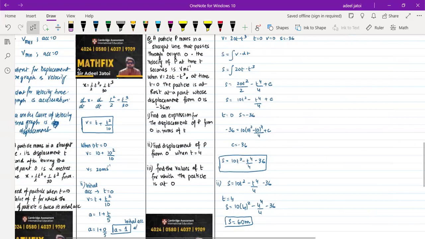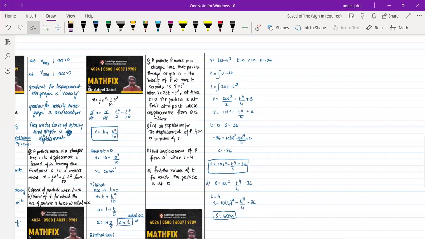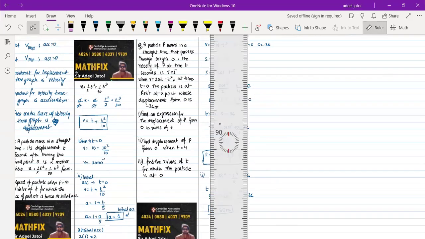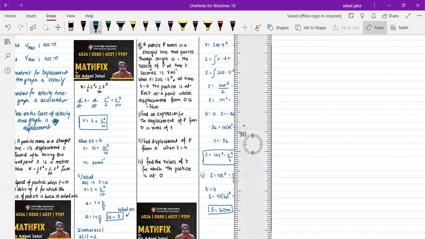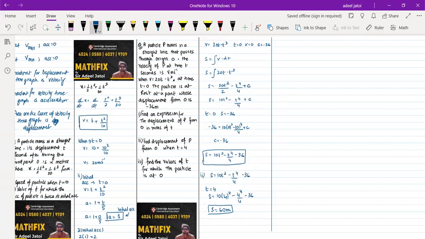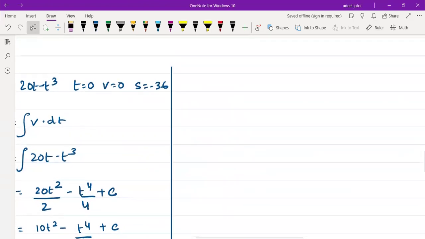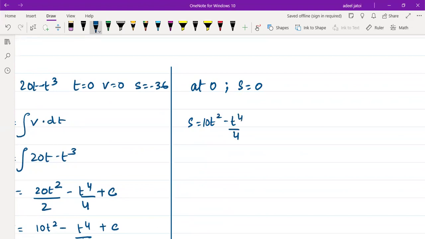The final part says find the value of t for which the particle is at O. Now, at O, your displacement should be 0, right? That is your origin. Since that is your starting point, displacement will be 0. So considering this, at O, your displacement is 0. The equation that we had was S is equal to 10t square minus t to the power 4 upon 4 minus 36. So we can directly write 0 equals 10t square minus t to the power 4 upon 4 minus 36.